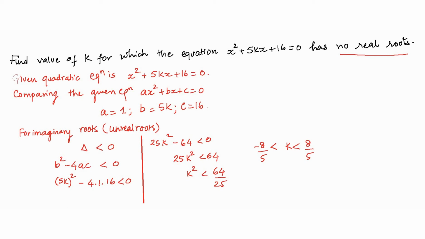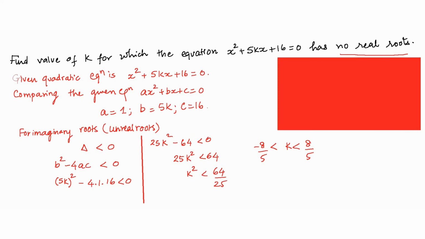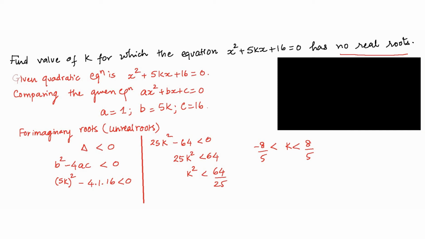So let me explain this idea in a better way. Let's take a simpler number. Let's assume that I have to solve an equation which is, say, k square is less than 4, for example. So I'm going to take the number line and plot the numbers minus 4, minus 3, minus 2, minus 1, 0 at the center, 1, 2, 3 and 4.